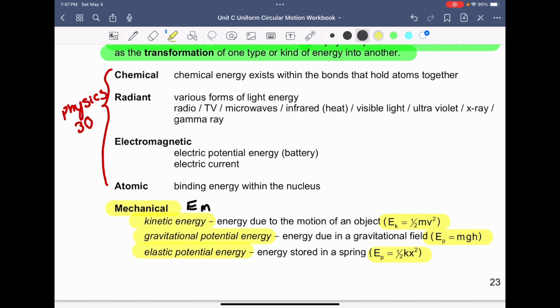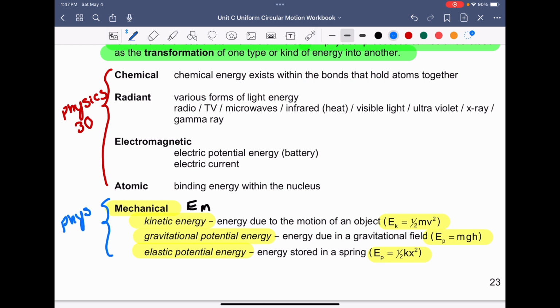1 half kx squared. It looks very similar to EK, but when we look at kx squared, k and x are variables that we're going to get into further detail on. When we talk about elastic potential energy, or energy stored in a spring, k and x have very particular meanings, rather than mv, which is mass and velocity. K and x are slightly different than that. Again, these are the types that we're going to deal with at the Physics 20 level. So these are the ones that are important to us, this mechanical energy.